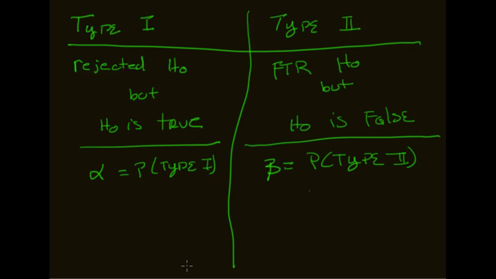So these are the two common ways that a hypothesis test can be wrong. One is that we reject the null hypothesis when it is true, and the other is that we fail to reject the null hypothesis when it is false, and this would be a result of some weirdness in the sample. All right, so there we go.